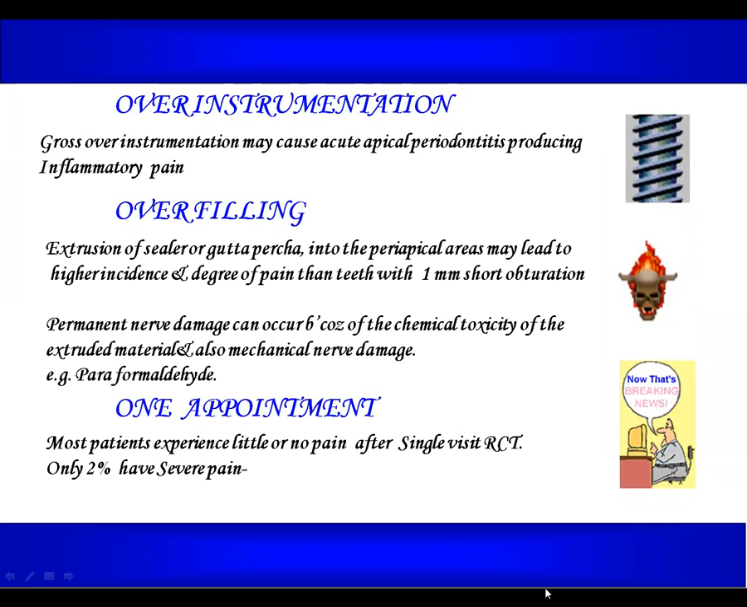Permanent nerve damage can occur because of the chemical toxicity of the extruded material and also mechanical nerve damage, that is paraformaldehyde. In many cases, you are using various irrigating materials. If those irrigating materials extrude beyond the apical area, they may cause pain during the treatment. Then one appointment endodontics: most patients experience little or no pain after single visit root canal treatment. Only 2% have severe pain.